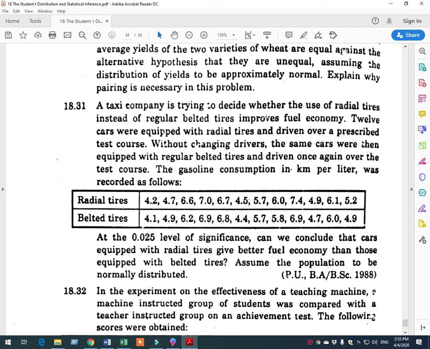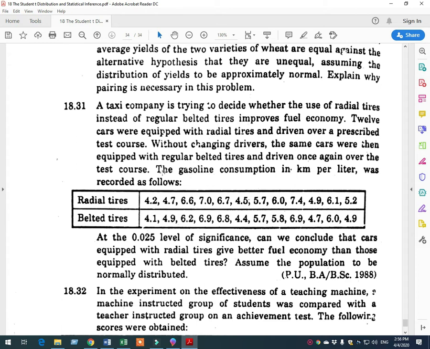One experiment was these 12 cars were fitted with the radial tires in one instance, and in other instance the same 12 cars are being equipped with the regular belted tires. So 12 cars are the same, 12 drivers the same, but the difference of the experiment is the tire difference. So the performance is being recorded.